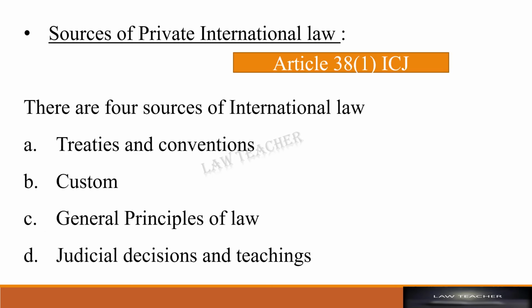According to Article 38 Clause 1 of the Statute of the International Court of Justice, there are four sources of international law: treaties and conventions, custom, general principles of law, and judicial decisions and teachings.